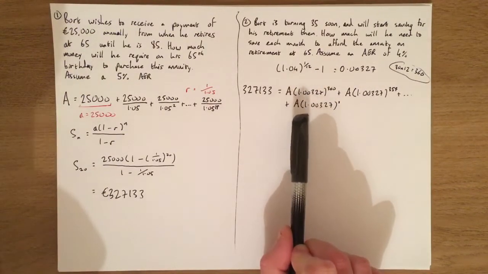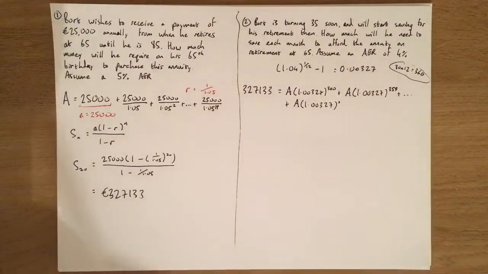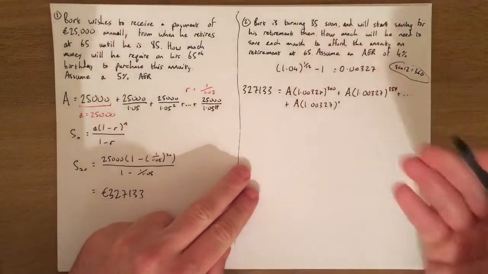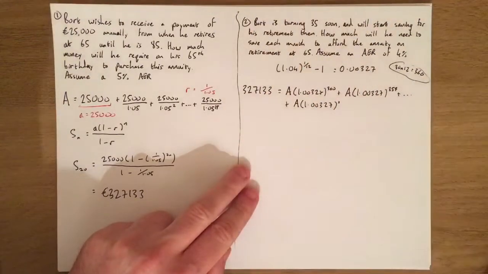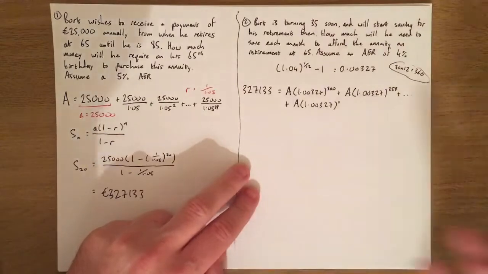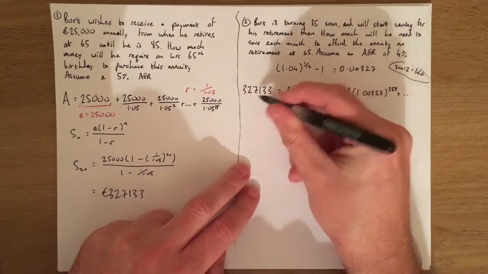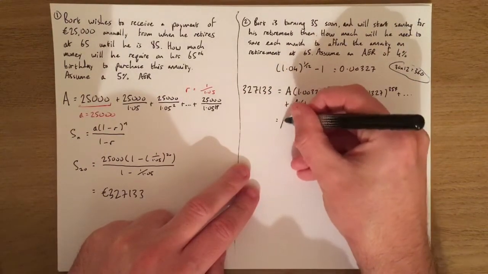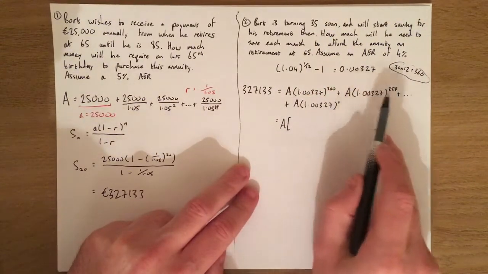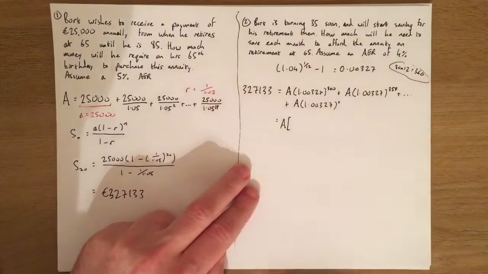So I think the best thing to do here on the right hand side is to factorize that A out, that amount that he's going to save, because then what I'll be left with after I factorize that out is a series, and it'll just be easier to deal with if you have the A factorized out. So the 327,133 is equal to A, because it's going to be common to every single term, the A, so I'm just factorizing it out.